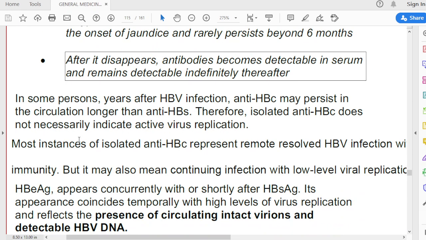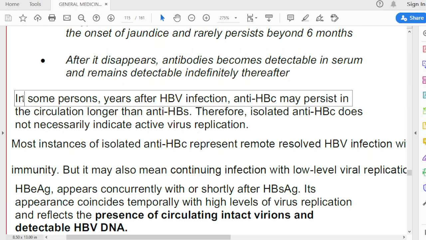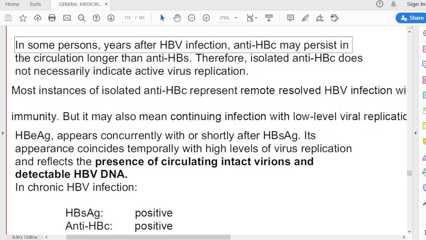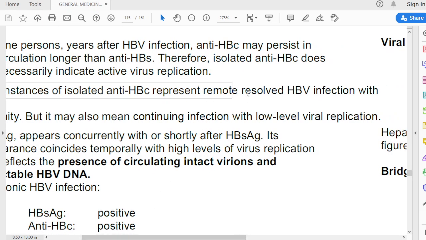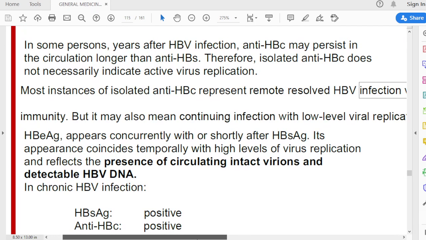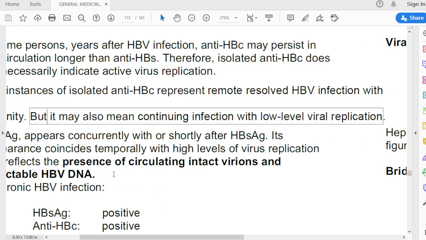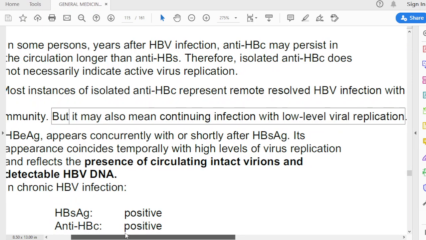After it disappears, antibodies become detectable in serum and remain detectable indefinitely thereafter. In some persons, years after HBV infection, anti-HBc may persist in the circulation longer than anti-HBs. Therefore, isolated anti-HBc does not necessarily indicate active virus replication. Most instances of isolated anti-HBc represent remote resolved HBV infection with immunity. But it may also mean continuing infection with low-level viral replication.